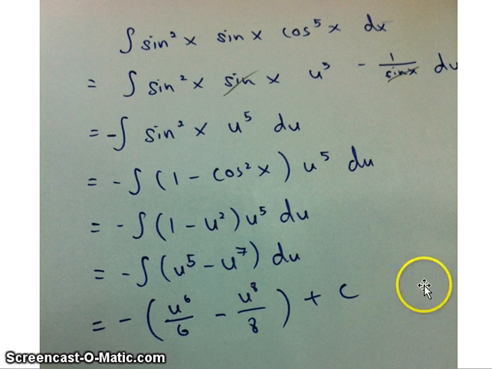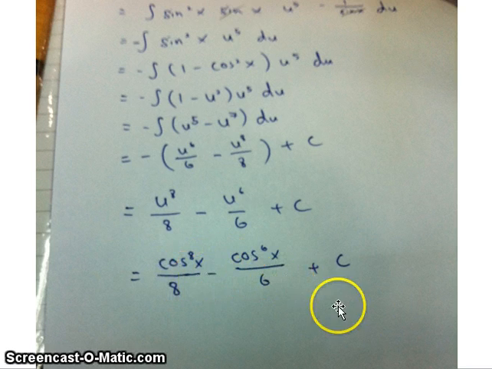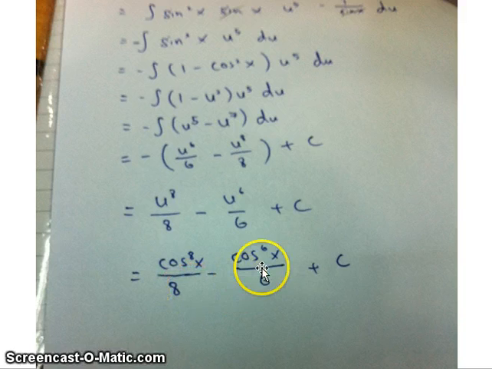So in integration it is brought back, and finally we substitute u equal to cos x. So we get the values cos to the power of 8x over 8 minus cos to the power of 6x over 6 plus c. And we are done.